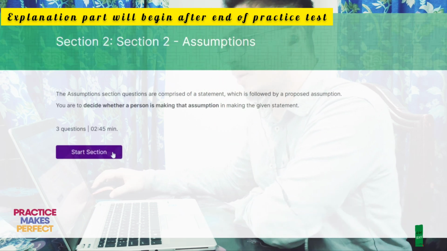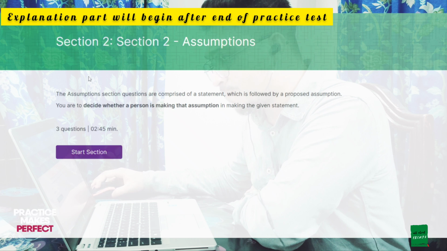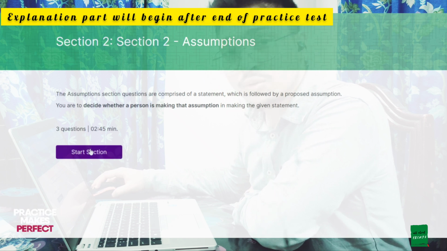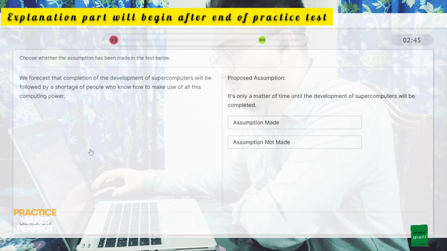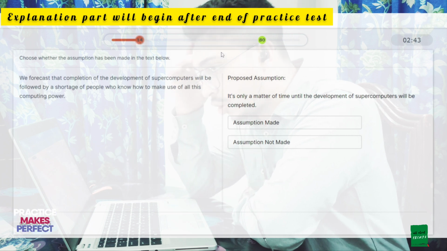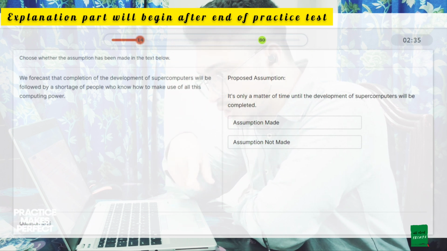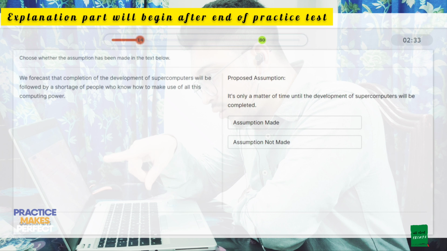Great. Now we are heading towards the assumptions. What about the assumptions? It's where you have to make an assumption. So we are heading towards the second portion. It's only a matter of time until the development of supercomputers is completed. Now I'm going to the questions. The completion of the development of supercomputing will be followed by a shortage of people who know how to make use of this computing power.